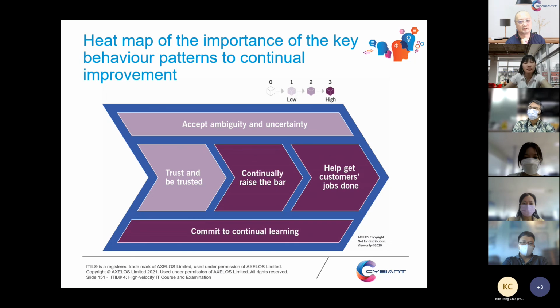And from the heat map perspective, these are the things that you need to do: raising the bar, helping the customer get things done, and continue learning when you talk about continual improvement. So there's only 3 things: the continuous improvement, the Toyota Kata, and the OODA.